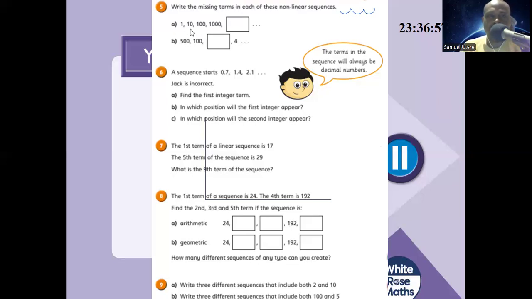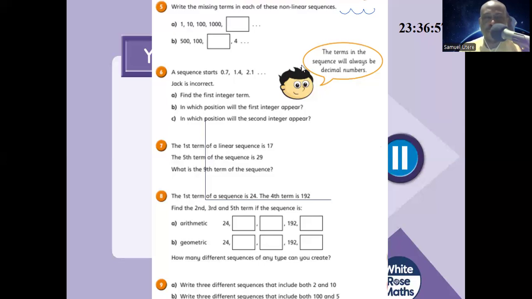So this one, it's clear that you're multiplying by 10 every time. This one is obvious that you're dividing by 5 every time. Because if you divide 100 by 5, you have 20. 20 divided by 5 will be 4. Then this one, question 6, you're asked a sequence starts with this.